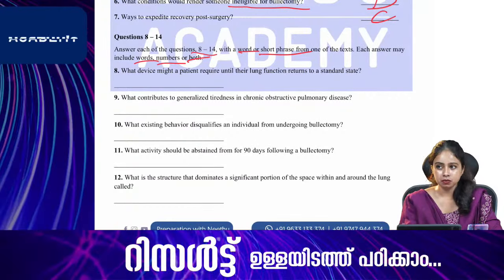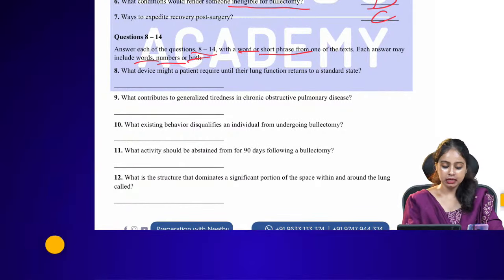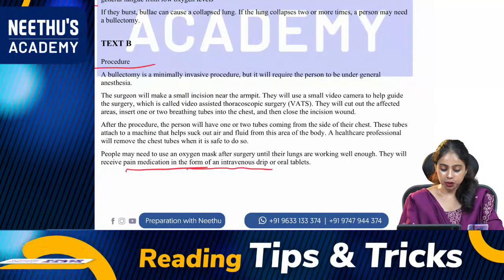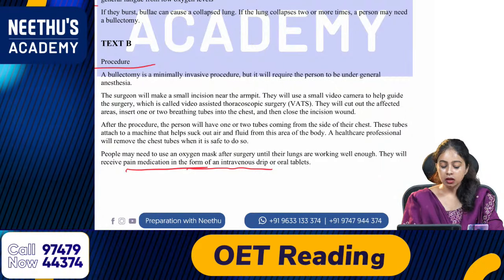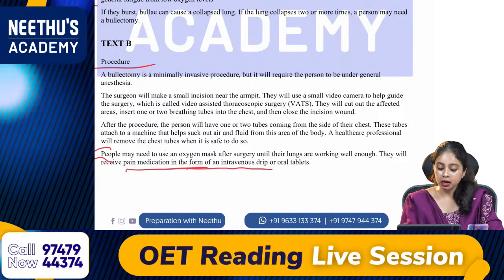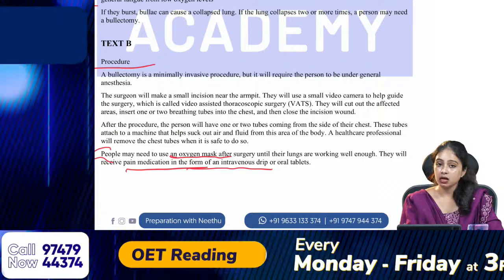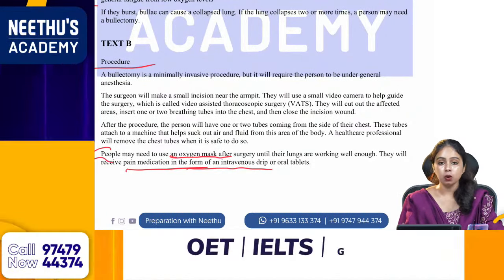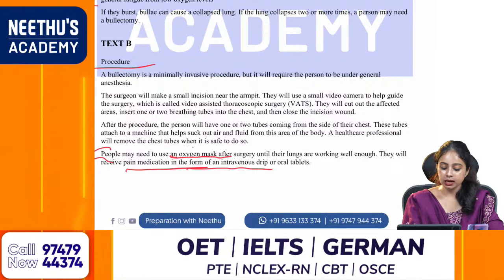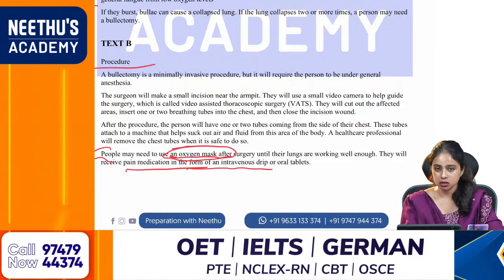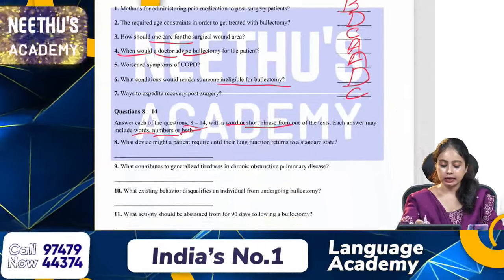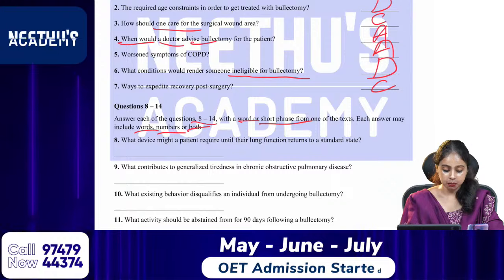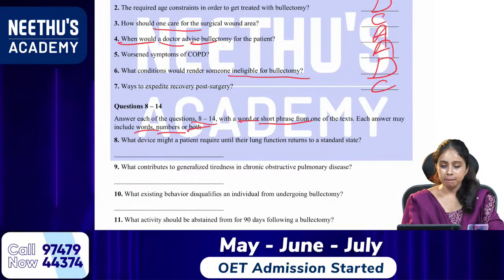So where is it mentioned? For the 8th question, the answer is in text B. See the last para. People may need to use an oxygen mask after surgery until their lungs are working well enough. So that is the answer, an oxygen mask. Clear? What device might a patient require? That is from text B, oxygen mask.